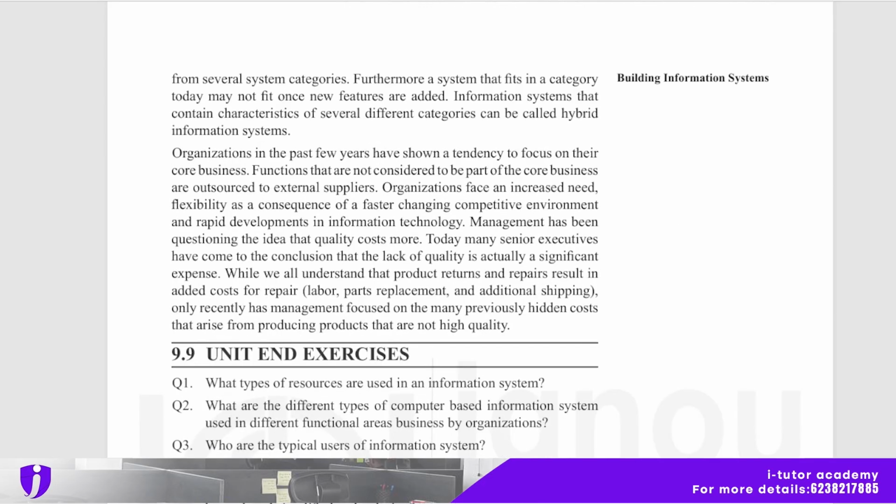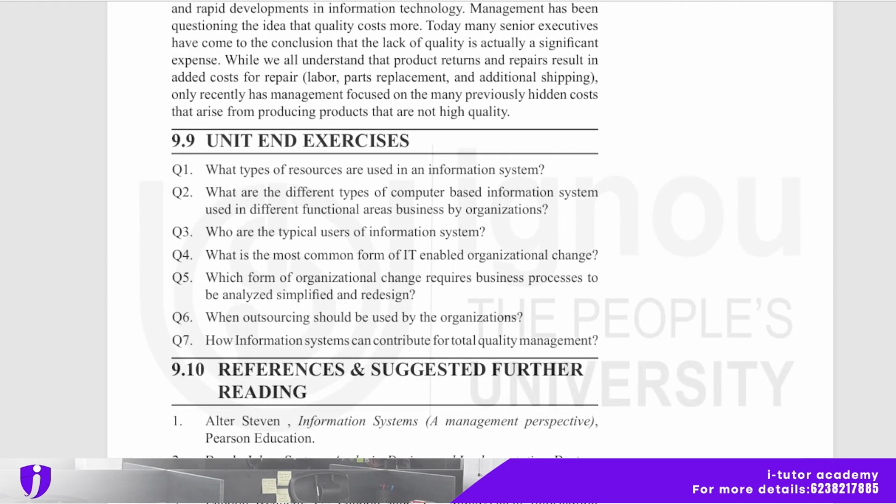Unit end exercises are here. There are 7 questions. What types of resources are used in an information system? What are the different types of computer based information systems used in different functional areas of business by organizations, and who are the typical users of information systems? What is the most common form of IT enabled organizational change, and which form of organizational change requires business processes to be analyzed, simplified and redesigned? When should outsourcing be used by the organization? How can information systems contribute to total quality management?